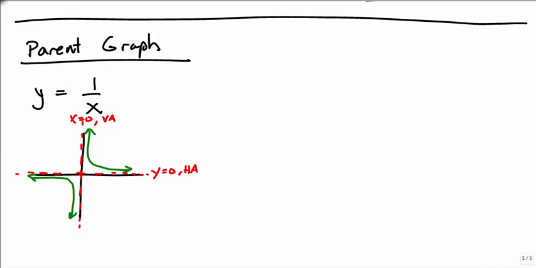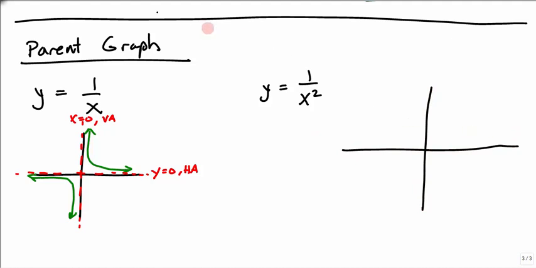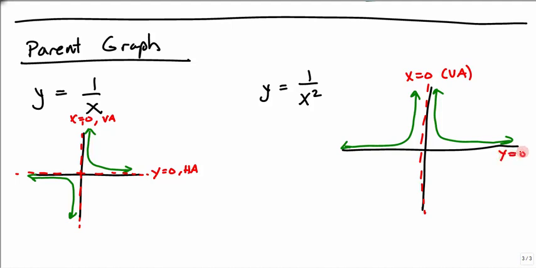Let's go ahead and look at another parent graph as well. Let's look at the parent graph 1 over x squared. These graphs are very similar, except what happens when you square something, remember, it becomes positive. So this part in the first quadrant stays positive. This part that's in the third quadrant pops up top because when I square it, all those numbers become positive. Now I have a vertical asymptote at x equals 0, and I have a horizontal asymptote at y equals 0 as well. So this is the parent graph of y equals 1 over x squared.